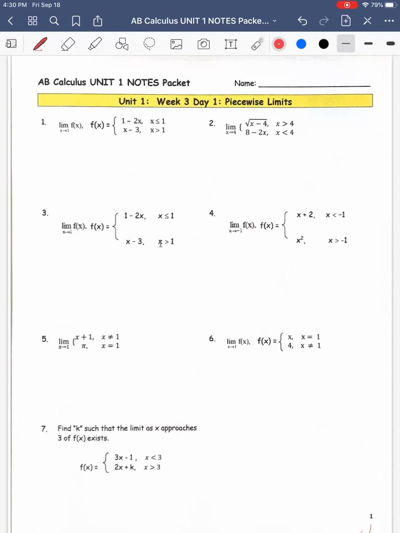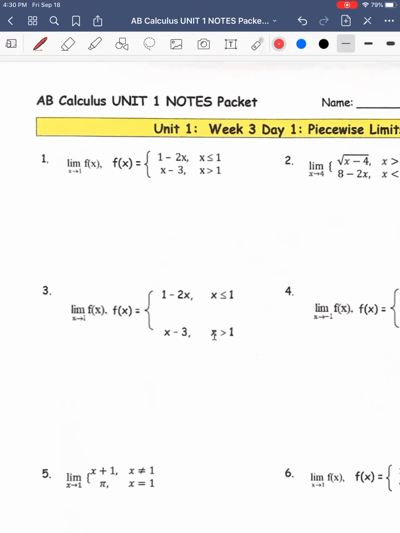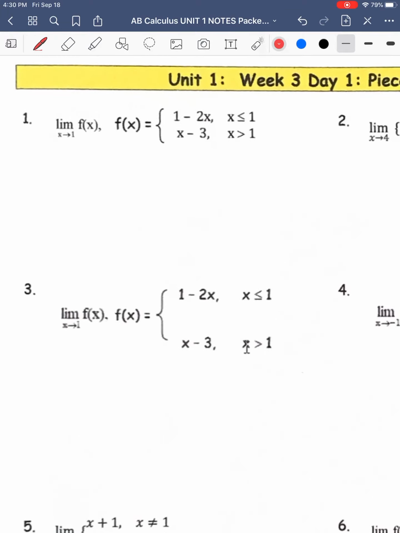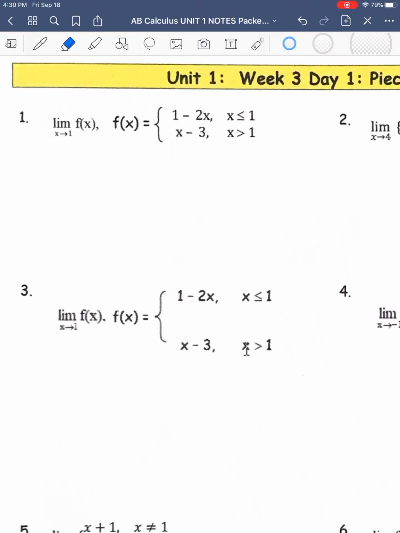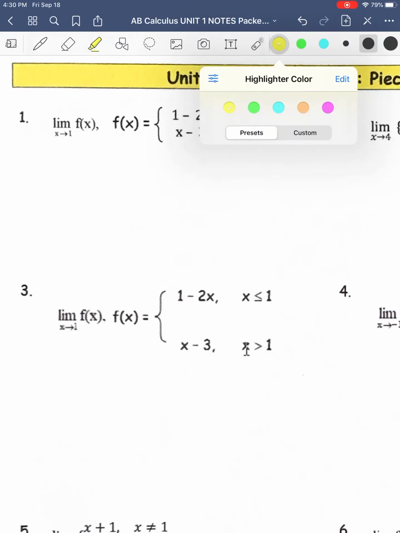Guys, I'm Mrs. Raposa, and I'm going to be going over with you how to find limits of piecewise functions. So hopefully you have your note packet in front of you, and I'm going to jump right in and start with problem number 1. So problem number 1 is asking me to find the limit as x approaches 1 of f of x.